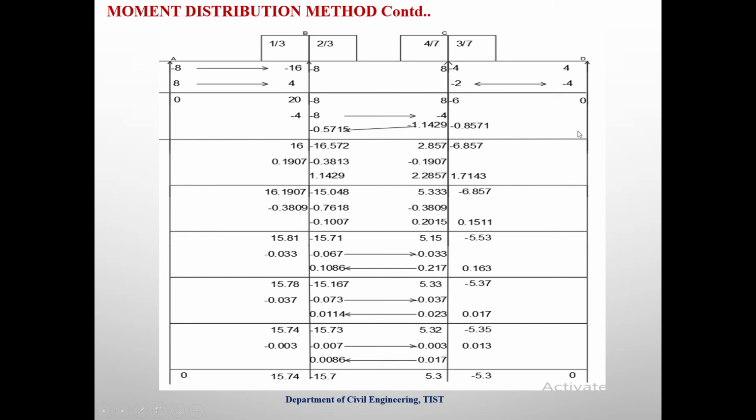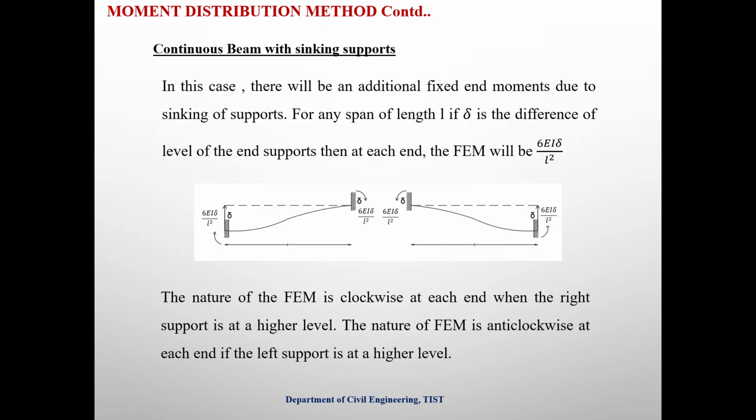Since the far end is simply supported one, there should not be any carryover, but here the far end is fixed one, so there should be some carryover. After the carryover on both the sides, we have to find out the sum. Check the end supports, check whether the support conditions are satisfied or not. If it is not satisfied, we have to go to the next iteration. This iteration will stop only when the support conditions are satisfied. After that, we have to draw the SFD and BMD.